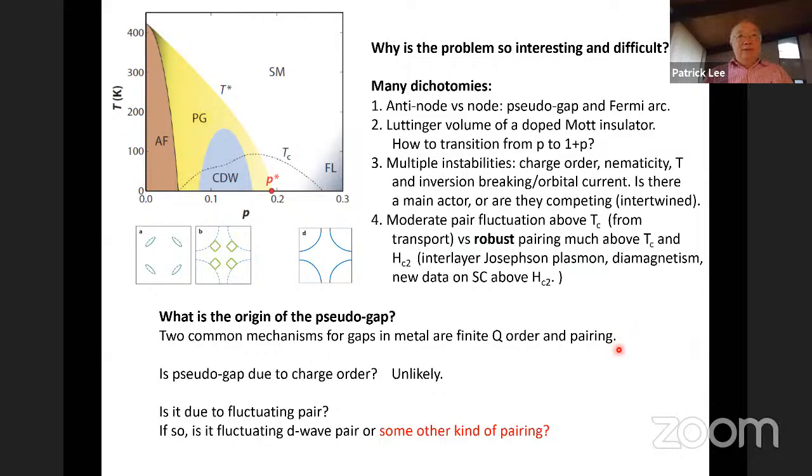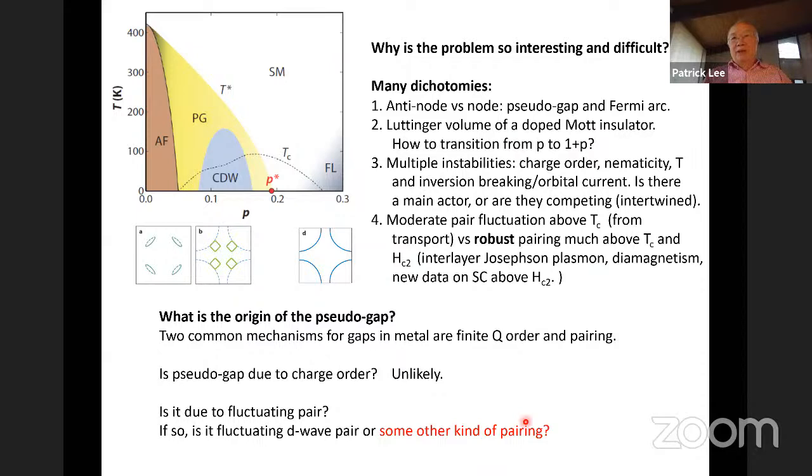Okay, so then we are faced with a question: is the pseudo-gap due to this kind of order or due to pairing? Well, I would argue that if it is due to charge order, and we have direct evidence of charge order here, that this is unlikely. This is unlikely to be the origin of the pseudo-gap. I will explain that in the next few slides later. So I think we're left with the option, unless you want to be totally exotic, that pairing is somehow responsible for this pseudo-gap. Then the remaining question is, what kind of pairing is it? Obviously a pseudo-gap means that it's not ordered, so it's fluctuating. So is it D-wave pairing, where somehow this kind of fluctuation extends up to hundreds of Kelvin, or is it some other kind of pairing?